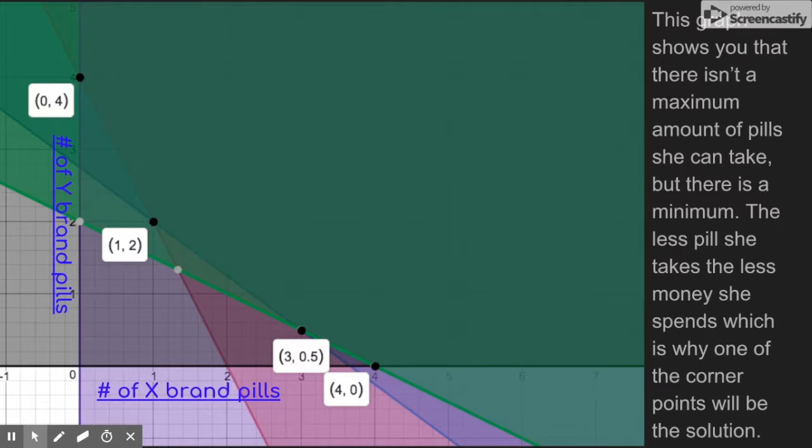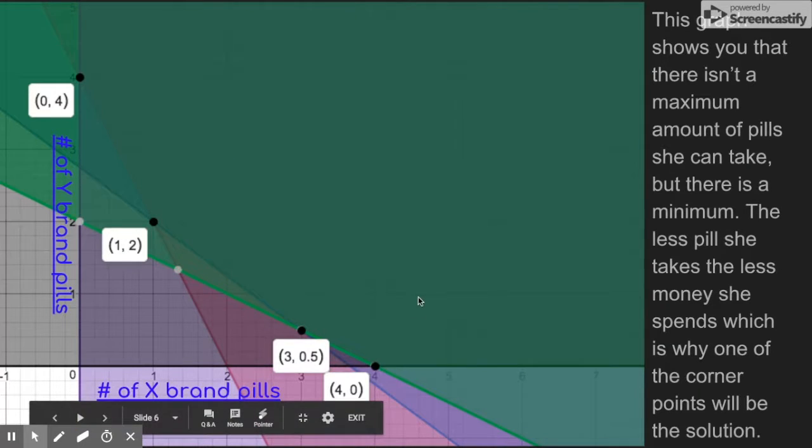These are our constraints graphed. The area where all 4 of the constraints overlap is called the feasible region. In this case, our feasible region extends on forever, and Miss Everdeen doesn't have a maximum amount of pills she can take. But the fewer pills she takes, the more money she saves, which is why these 4 corner points will be our possible solutions, because they are the minimum amount of pills she can take.